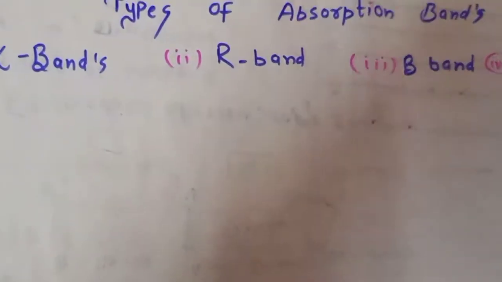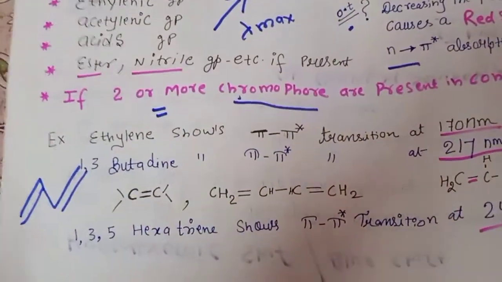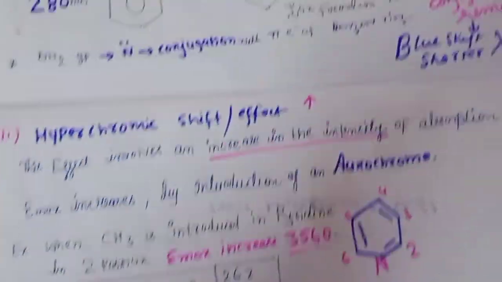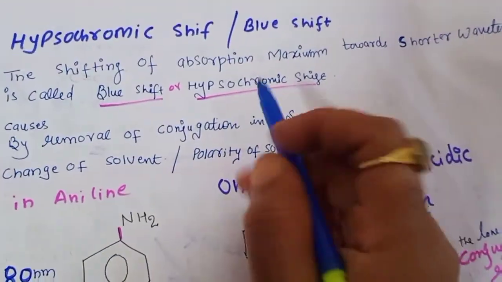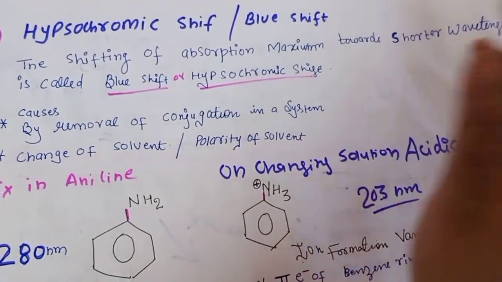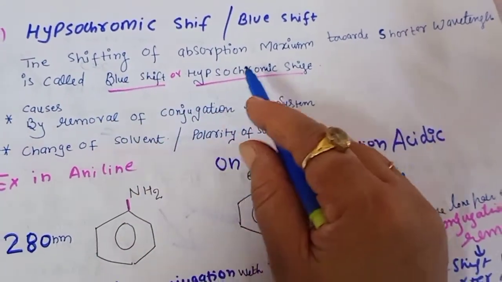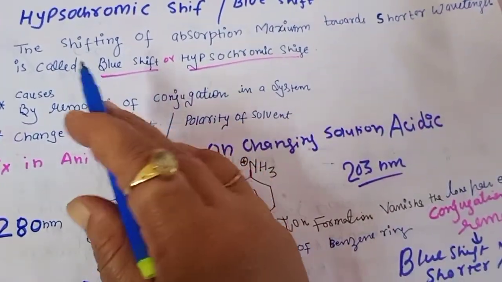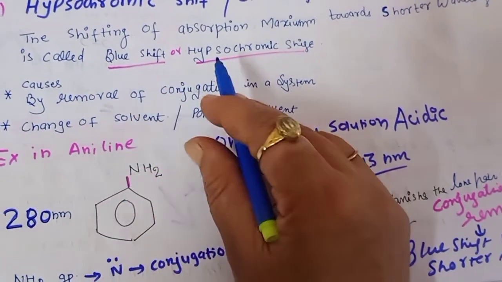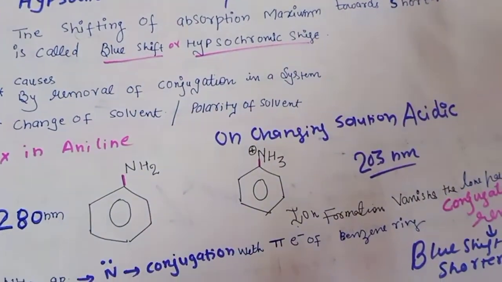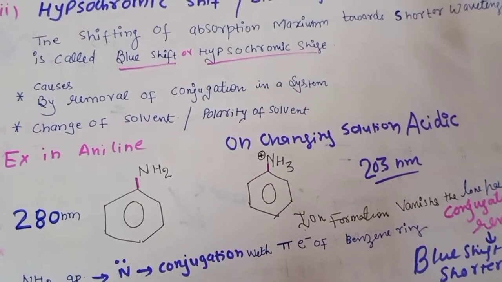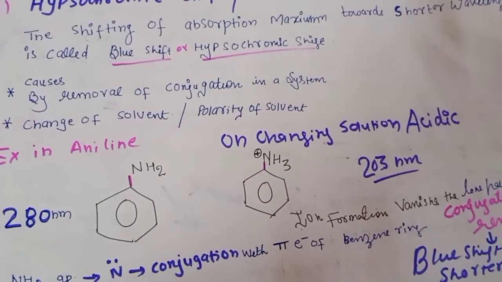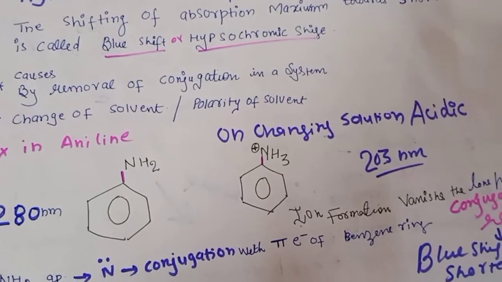Next is our hypsochromic shift. So as bathochromic shift, the wavelength shifts over higher wavelength, that was red shift. Here the shifting of absorption maximum towards the shorter wavelength is called the blue shift or hypsochromic shift. I hope you got. When the wavelength absorption maximum is decreased or it is shifted towards the blue end, it is our hypsochromic shift. So what causes this shift?